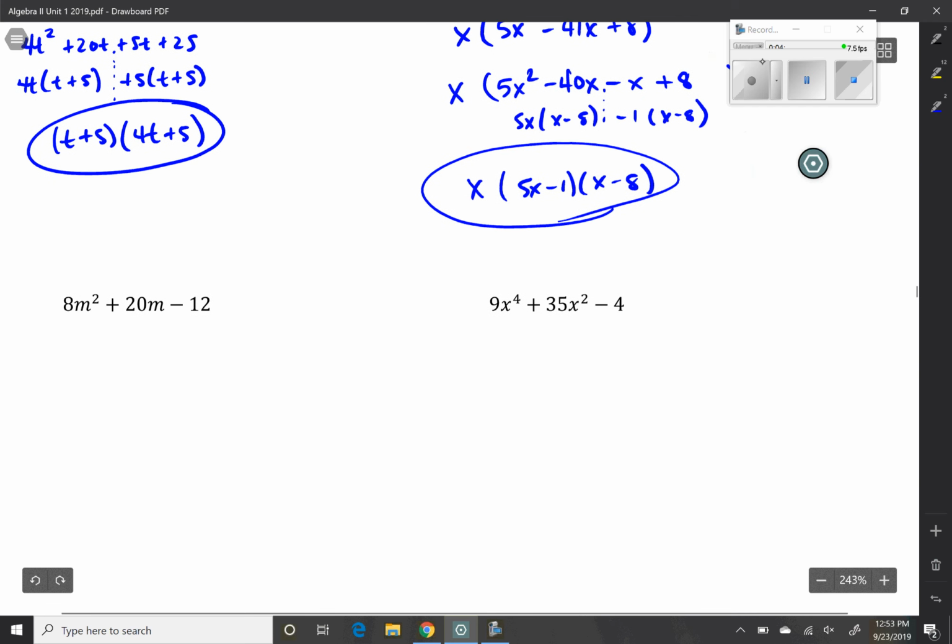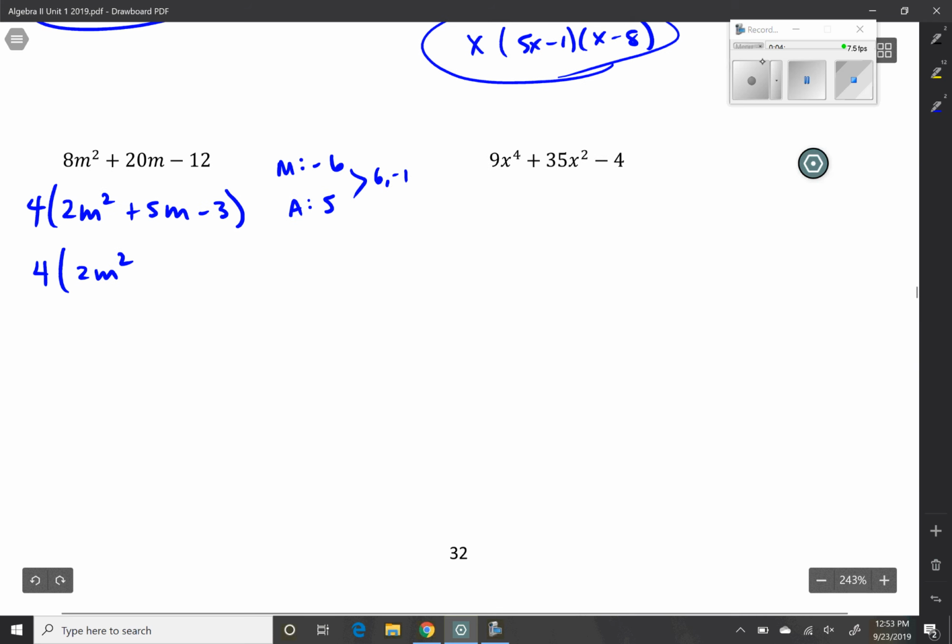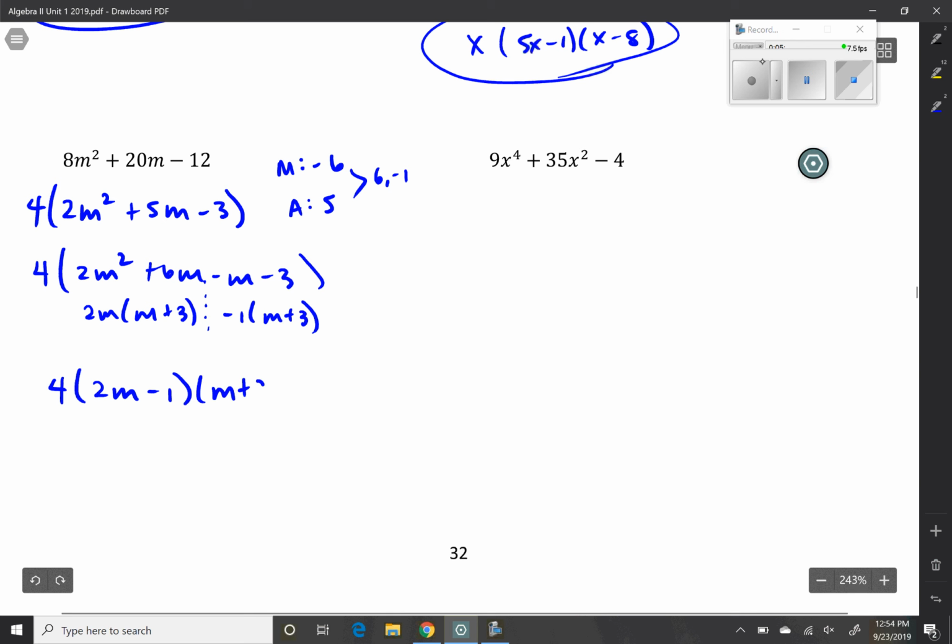Next, we have a GCF. The biggest number that goes in all 3 of those things is 4. That leaves me with 2m squared plus 5m minus 3. What multiplies to make negative 6 but adds to make 5? That'll be 6 and negative 1. So we can put the 4 outside again. We have 2m squared plus 6m minus m minus 3. Divide this up. We have 2m times (m plus 3), negative 1 times (m plus 3). So we have 4 times (2m minus 1) times (m plus 3).